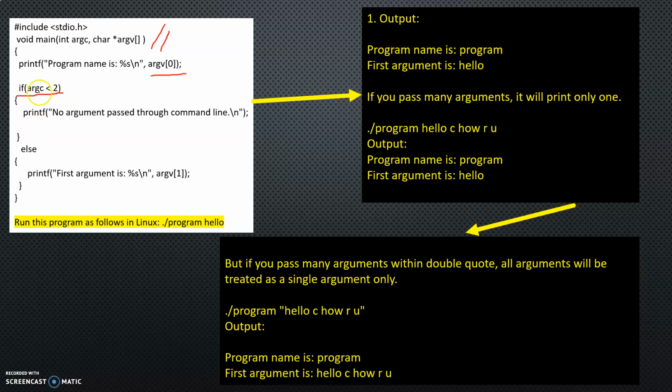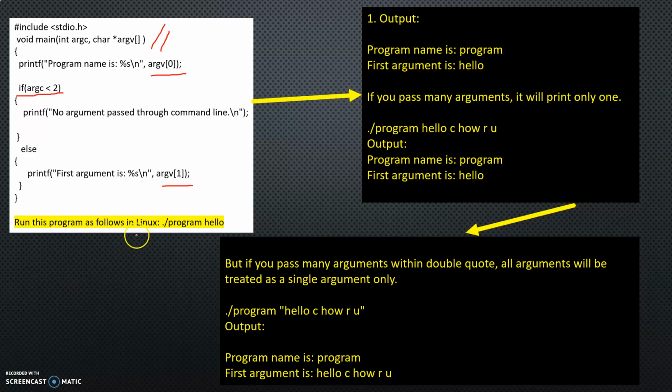Then come to the next portion. If argc is less than 2, then print that no argument was passed through the command line. Else, if it is correct, then printf first argument is %s comma argv[1]. That means the first element is argument 0 which you are taking. The second element checks how many elements you are passing. If it is correct, then it will go to this portion, argv[1]. That means the next index is placed with another value, and then we will print the element.